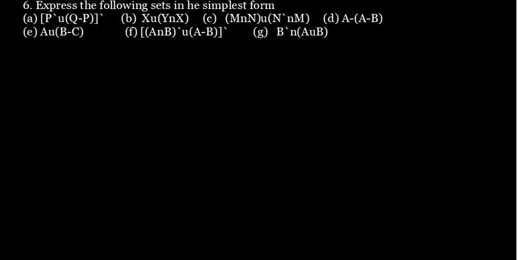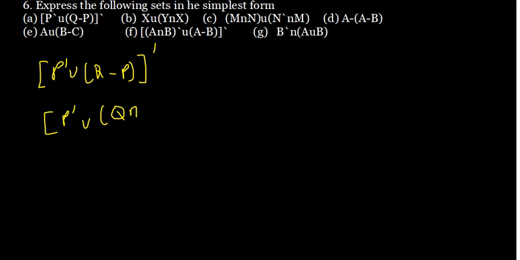All right, another one here. Express the following sets in the simplest form. First one we have is P complement union Q minus P, the complement outside. For this one, I'm going to change this minus to intersection. So we're going to have P complement union Q, the minus becomes intersect P complement. Then we're going to have a complement outside. So I'll distribute this complement to P and also to this portion. So if it goes to P, you're going to have P complement, you're only going to have P because there are going to be two complements on the P.